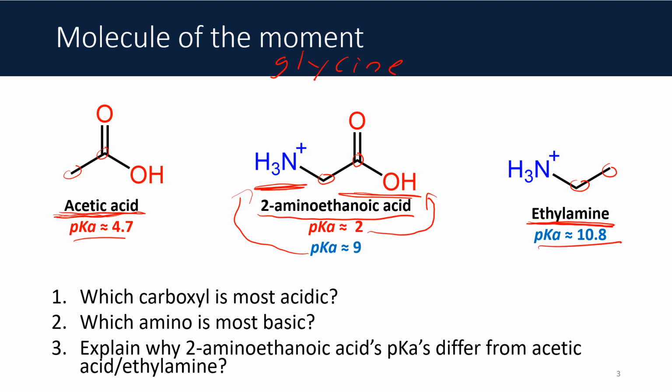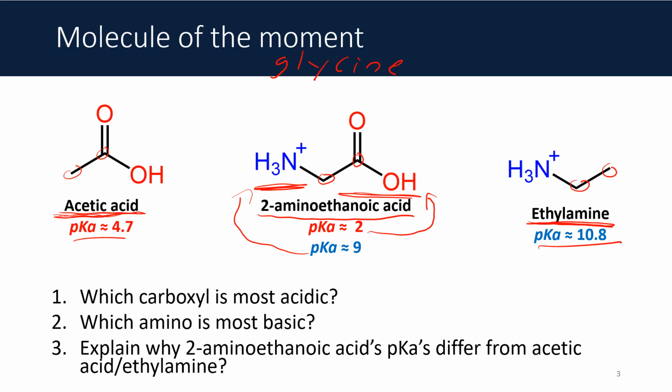Remember how I ended last lecture? How pKa's are considered to be constants, but they can vary dramatically molecule to molecule, molecule to context. Well, this is a great example of that. Glycine has common functional groups with acetic acid and ethylamine, yet all of their pKa's are very different.